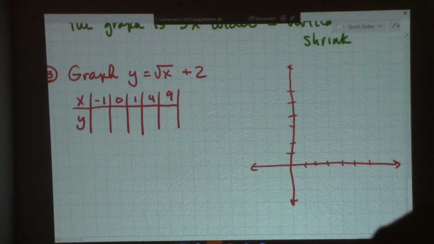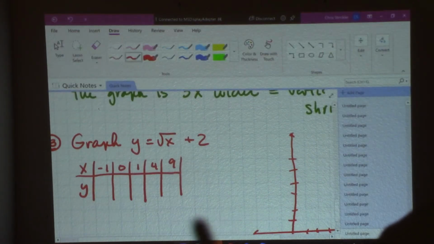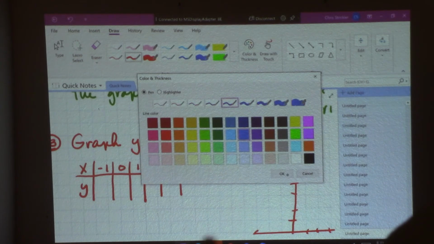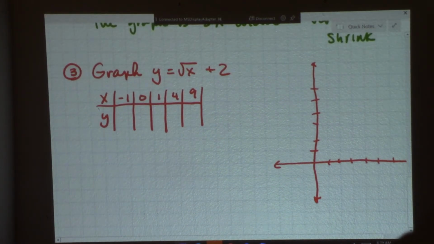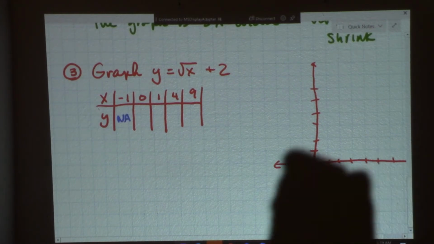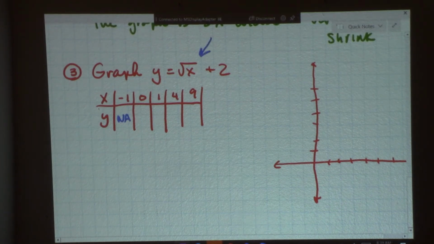Okay, now I'm going to change colors. Let's see, this time let's do blue. I love blue. Okay, -1 is not available, so that just can't work. It's not available because that cannot be figured out there, so we don't have the +2. It doesn't just become 0, it's just not available.